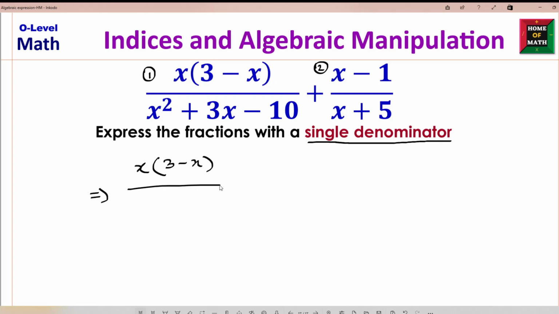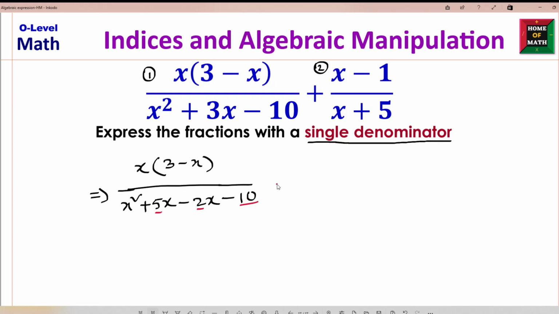You just keep this one, and the denominator of this fraction, x square plus 3x minus 10, we can factorize by middle term factor. So x square plus 5x minus 2x minus 10. Look, here 5 and 2 are the coefficients of x. If we multiply 5 and 2, we will get 10, and 5x minus 2x will become plus 3x. It means 5 minus 2, it means 3.